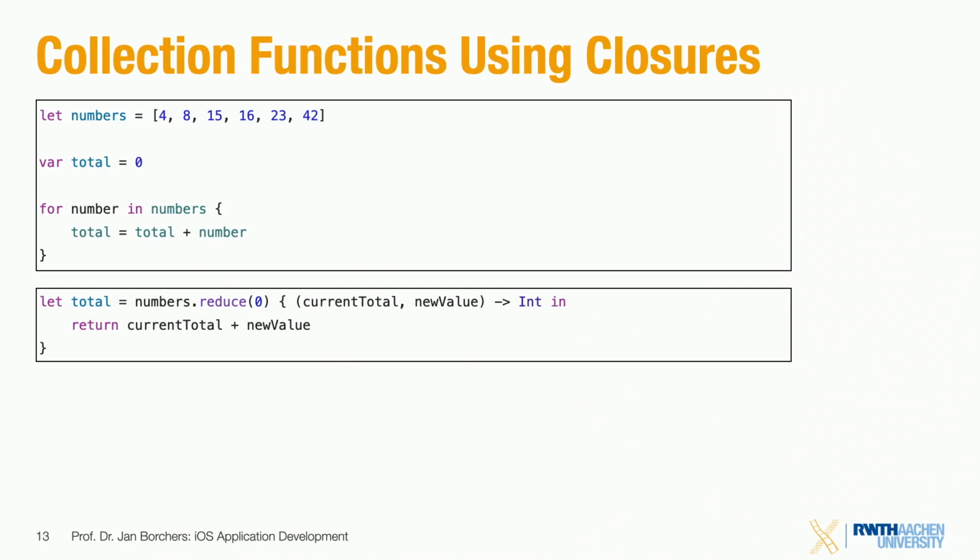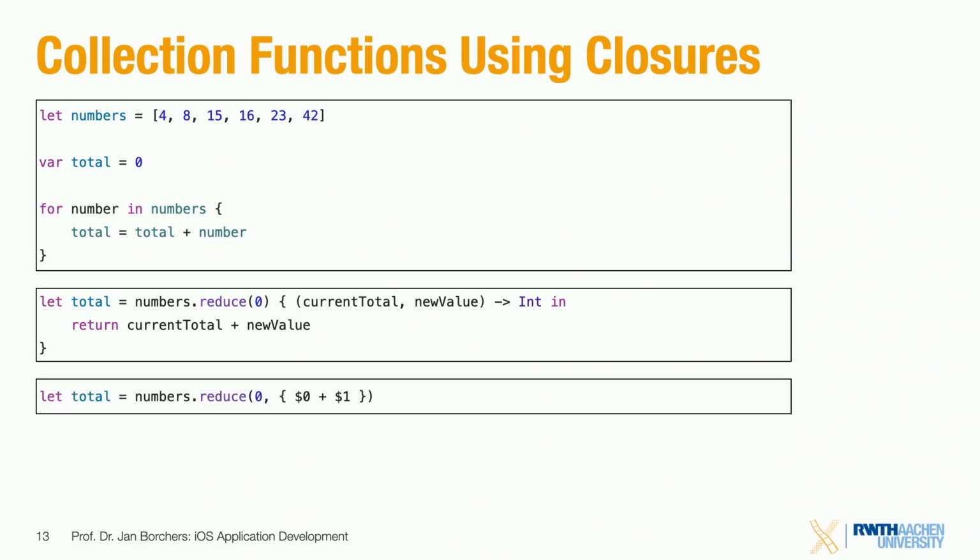This is a nice illustration of an example of a function that has both a normal parameter, the initial value, which is 0 here, and a closure parameter, right? So we can still use trailing closure syntax because the closure is the last argument in the parameter list, but we cannot drop the parameter list completely because obviously the other parameter needs to go somewhere. So we still have the parentheses here. Okay, and of course this can be shortened as well.